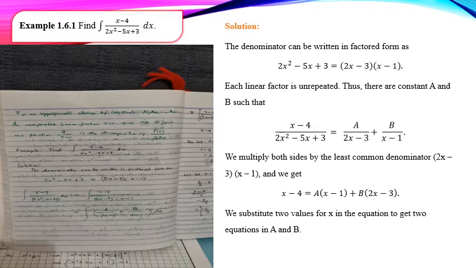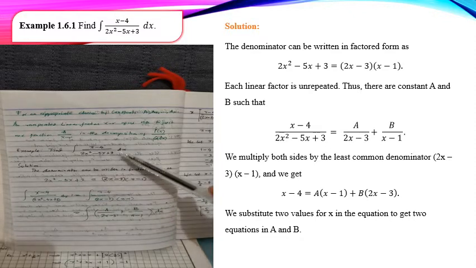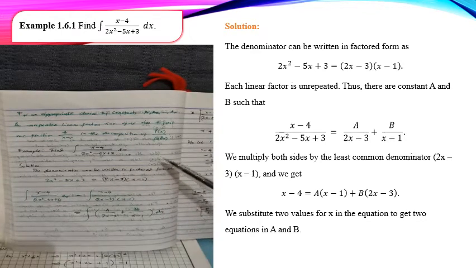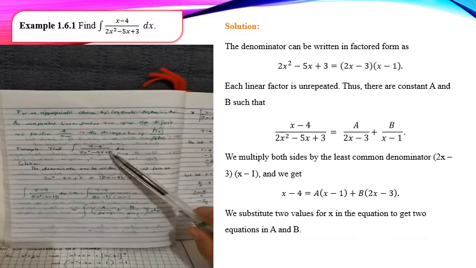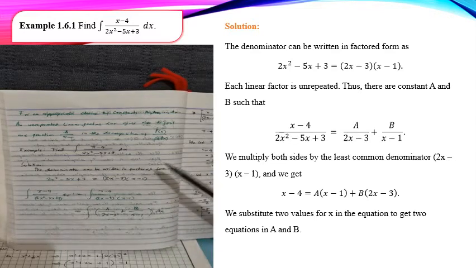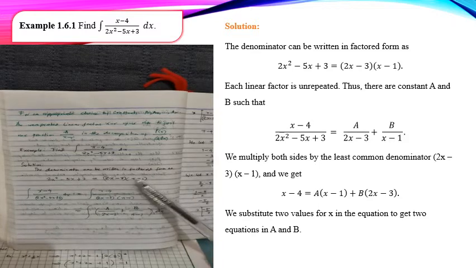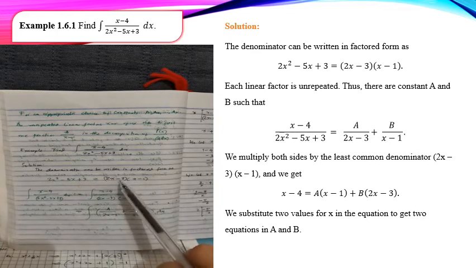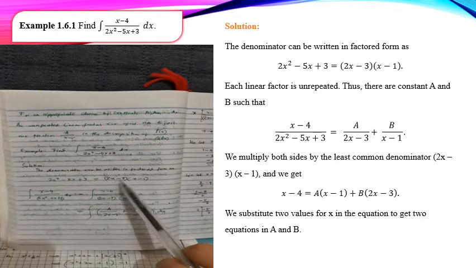Okay, for example, sa case 1, find the integral of x minus 4 over 2x squared minus 5x plus 3 dx. So ang first na gagawin, step 1, is si denominator, ifa-factor natin siya as a product of linear or quadratic functions. So if a-factor natin to, ito yung q of x natin. The denominator can be written in factored form as 2x minus 3 times x minus 1. So ito yung factors ni 2x squared minus 5x plus 3. Lahat sila linear, tapos hindi repeated.